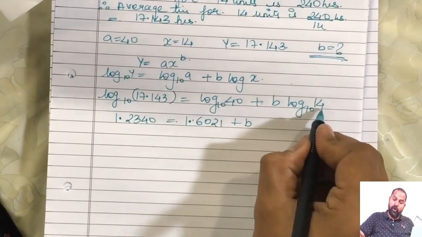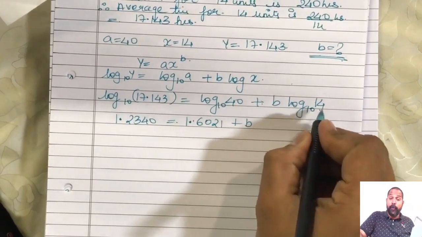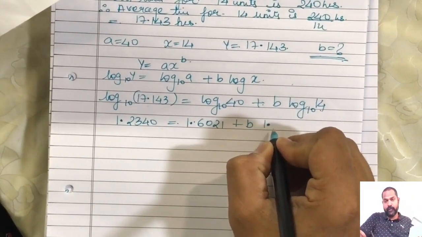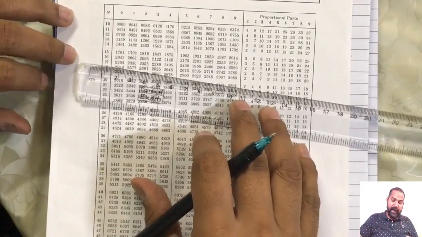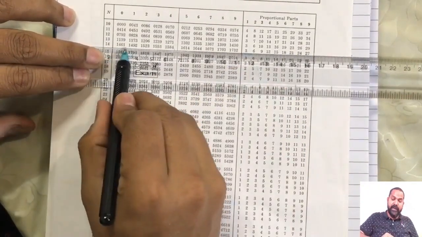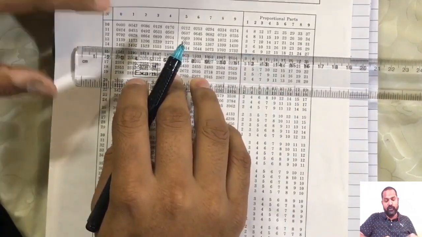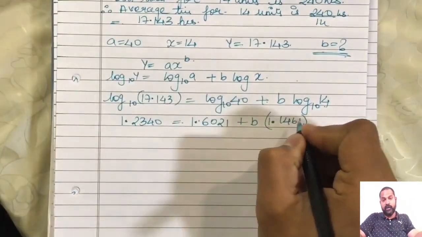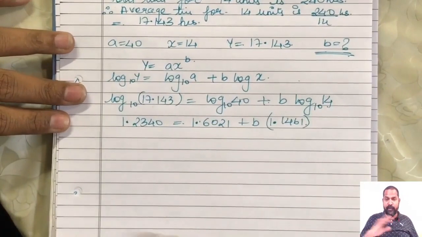What is the log of 14? Two places before the decimal, minus 1 is 1 point. For 14, in 14 I am looking for 0. 14, 6, 1, so 1461. So the answer is 1461. Now it's just pure simplification.